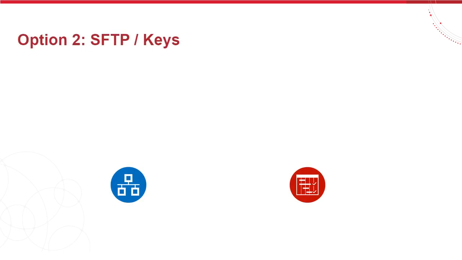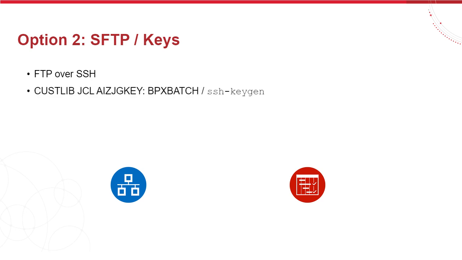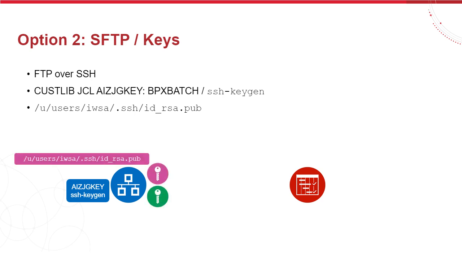The second option is the SFTP protocol, which is essentially a regular FTP connection running over SSH. This is the simpler version, which uses a public-private key pair. We generate the pair on z/OS using the AAI-zj gkey JCL, which can be found in the custlib library. The JCL runs the ssh-keygen command through bpx batch. It generates a key pair file called id_rsa.pub in the user's directory under the .ssh directory, based on the user that initiated bpx batch.